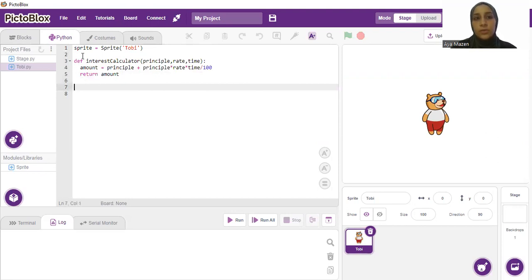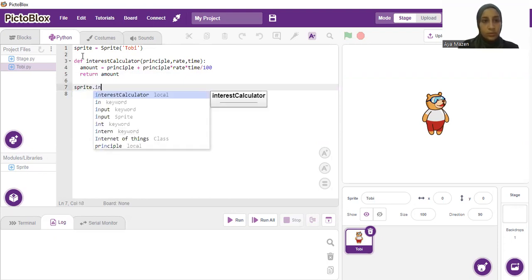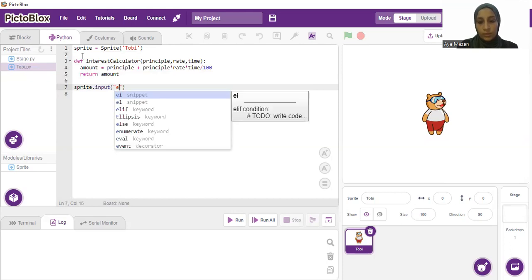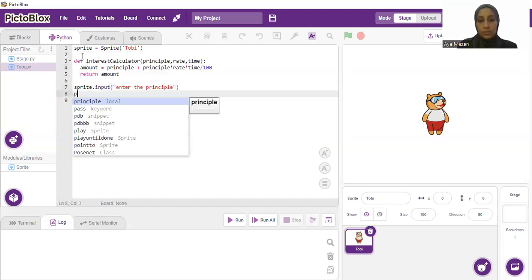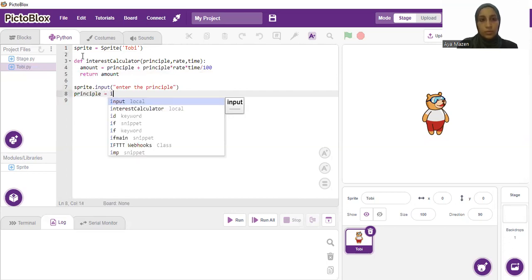After that, let's write the commands that will help us to take the input from the user to calculate his interest. So first thing is the sprite dot input, and let's write a message for the user to enter his principal. Enter the principal, then store the principal in a variable principal. We're using this function to get the input.